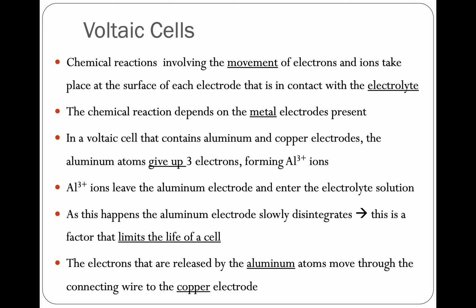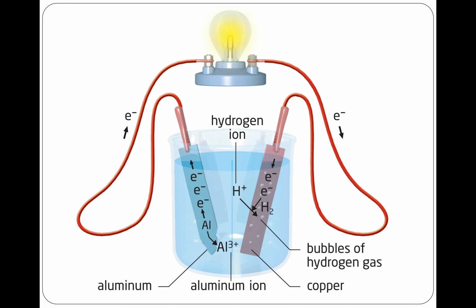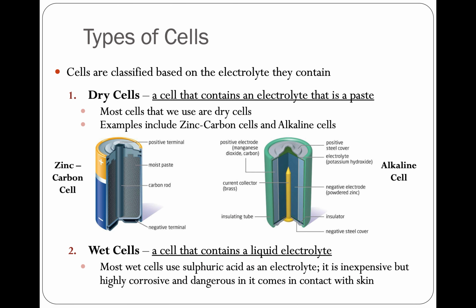So aluminum gives up 3 electrons, making Al3+, right? Hopefully that sounds familiar. If something is losing 3 electrons, it is losing 3 negative charges, so it will have a positive charge because its protons have not changed, right? And then those ions go into the electrolyte solution, and these ions are what help conduct the charge. Like I said, the aluminum goes away. It limits the life of the cell. The electrons that are released are connected to the copper electrode, which I mentioned before, just so that you can go through it on your own time. Sorry, that was a bit out of order.